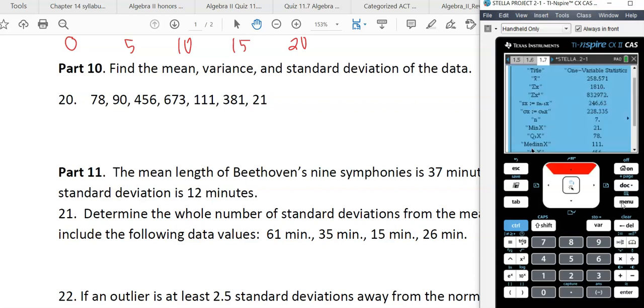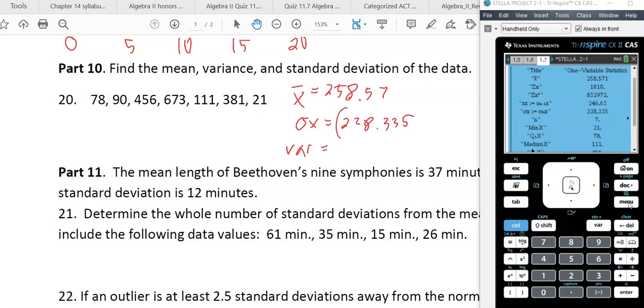And you get mean 258.57. You get a standard deviation for the population of 228.335. And to get the variance, you've got to square this term. So you've got to square that.